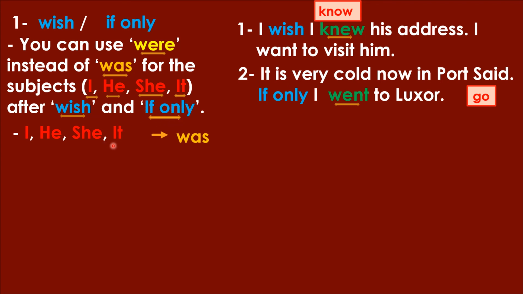طبعا الماضي من verb to be مع الضمائر I و he و she و it هو أصلا was, and with you, we and they we use were, okay. والضمائر you, we, they بنستخدم معها were في الماضي البسيط verb to be, okay. لكن with wish and if only we're going to use were with all pronouns, even I, he, she and it. في حالة wish و if only هنستخدم were بدل من was مع all pronouns بما فيها I و he و she و it.